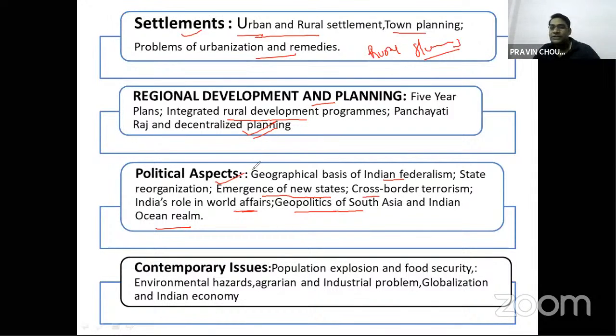After seeing this syllabus, you have some idea about the optional subject, what exactly this optional subject is. Okay, and the last one is contemporary issues like population explosion, food security problem. The same thing you have to study in the GS part also. Food Security Act, what are the problems? Food security, sustainable agriculture, we are talking about buffer stock, public distribution system. Okay, what are the problems of the public distribution system? That is all related to food security, population explosion, environmental hazards, agrarian and industrial problems, globalization and the Indian economy.